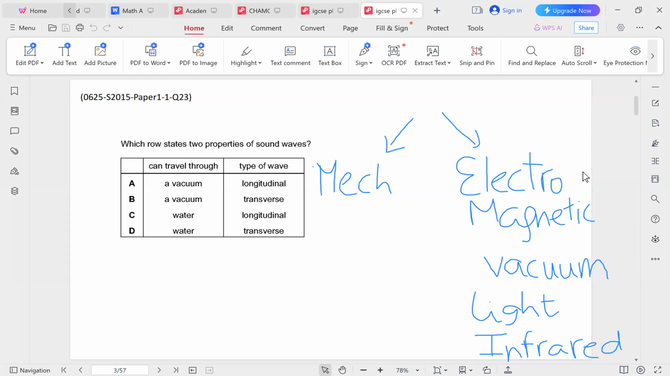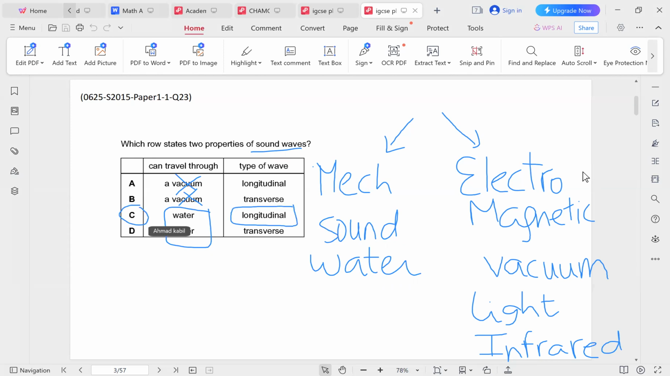So basically, if you and your friend are up in space and you're trying to talk to each other, neither one of you would be able to hear the other. So sound waves, water waves, and many other waves are mechanical waves which cannot travel through vacuum. And therefore, of course, sound waves cannot travel through vacuum, so we cross out A and B. So we're going to pick either C or D. And we said before that they are longitudinal waves, so we pick C as the correct answer here.